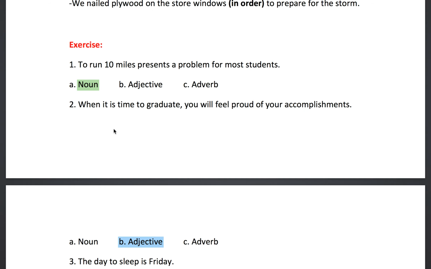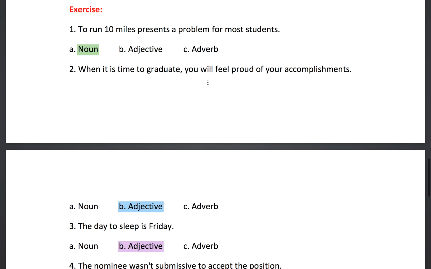The first one: to run 10 miles presents a problem for most students. To run 10 miles, here, this is the subject of the sentence. "Presents" is a verb. This is coming before the verb that we have, and there's no other subject in the sentence, so this is the noun, the subject. When it's time to graduate, you will feel proud of your accomplishment. Here, "time" is a noun, and "to graduate" is describing the noun, an adjective.